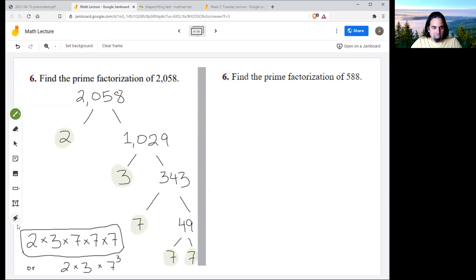So that one was annoying. It had a lot of sevens. Sevens are not friendly. Should we try this side?